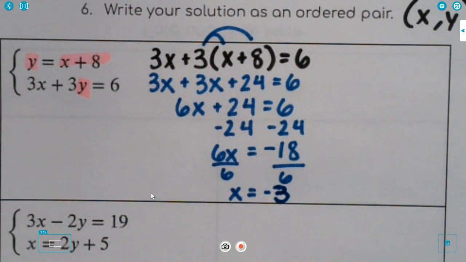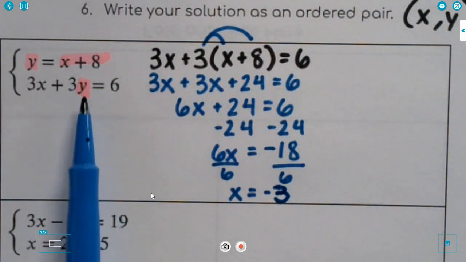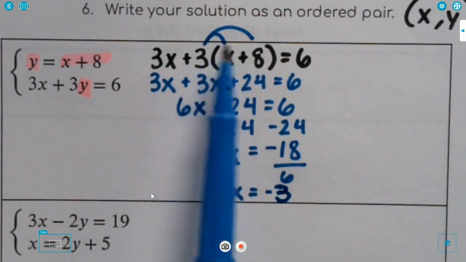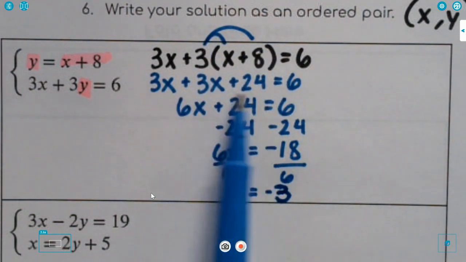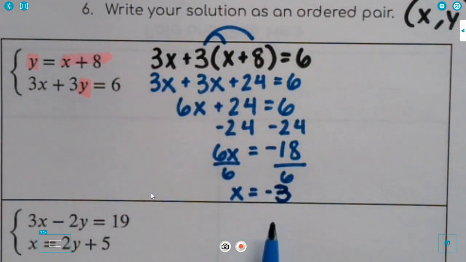Okay. Does anyone have any questions right now? Okay, so recap of what we've done. We knew y equaled x plus 8, so we replaced this y right here with an x plus 8. Then we distributed the 3. That's how we got 3x plus 24. We combined like terms, so 3x plus 3x was 6x. And then we solved for x. Okay, any questions right now?